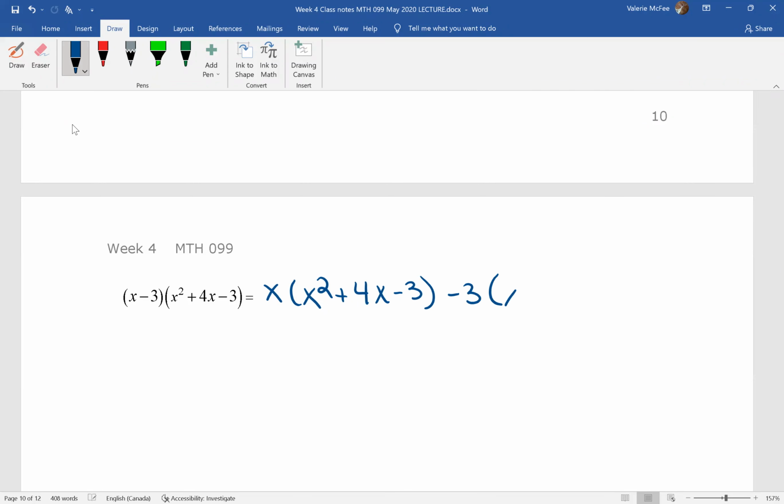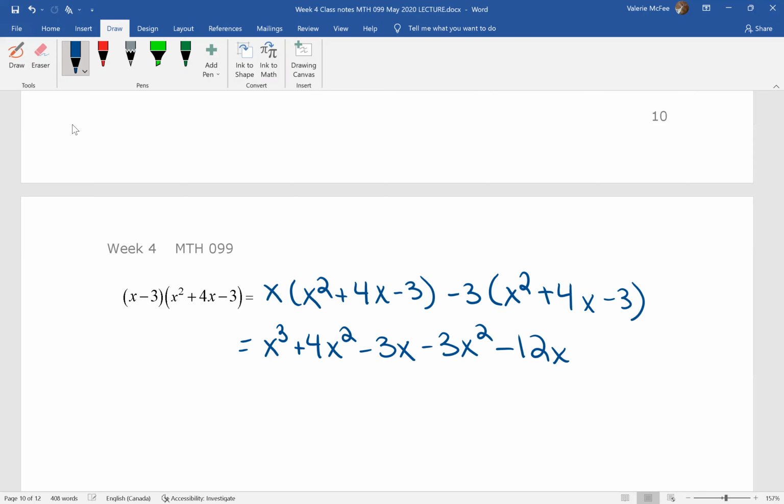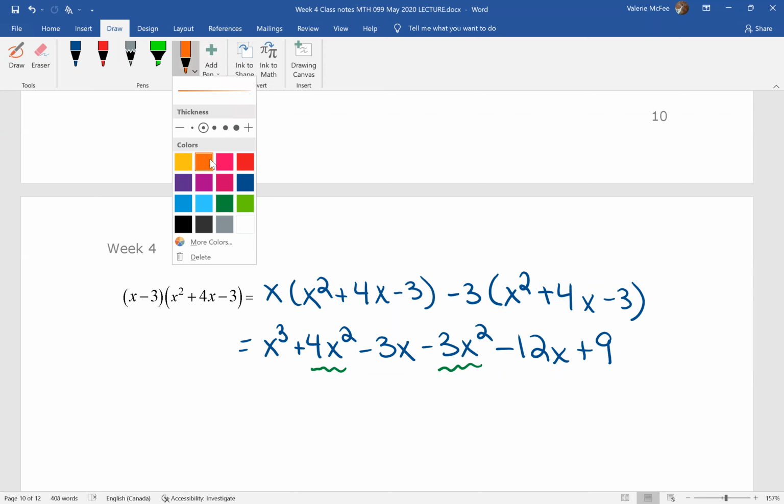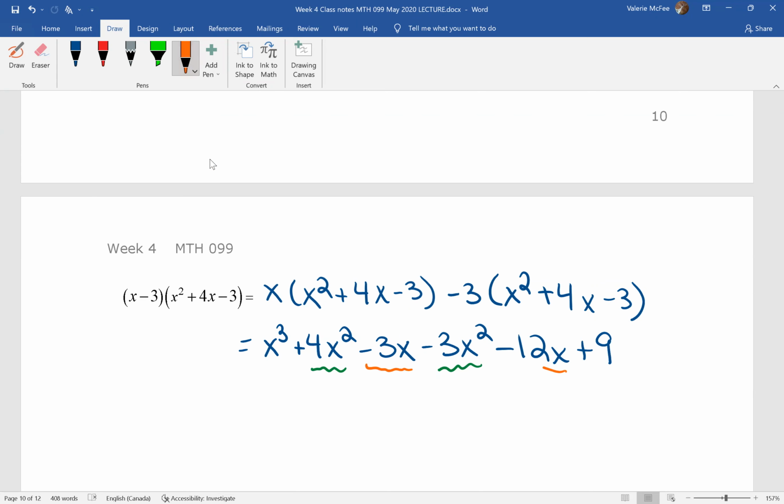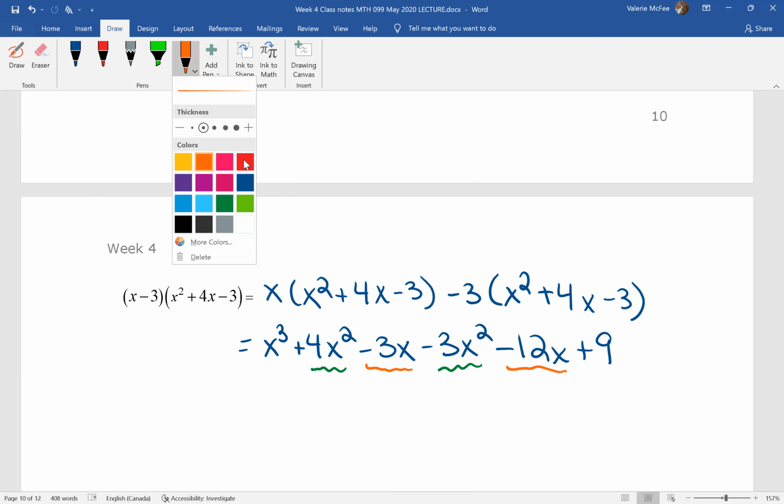Did you remember to write -3 times the second bracket? So you should have x cubed plus 4x squared minus 3x minus 3x squared minus 12x plus 9. Now we're looking for like terms, and I see that I have some x squareds that I can combine. I have some powers with just x to the power of 1. And of course, I think that's it.